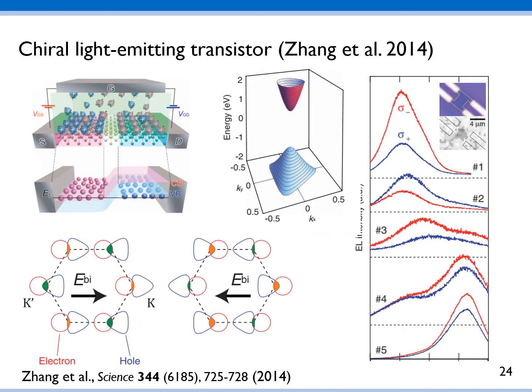Another device example is this Chiral light-emitting transistor. This group used tungsten diselenide flakes and constructed a PIN junction by applying a bias and cooling it down. Then they applied a gate voltage and measured the electroluminescence of the sample, and they always got a degree of polarization. So for example here, they got much more sigma minus light out of this sample. And the first interesting thing to note is that this group did not use a monolayer tungsten diselenide, but bulk, because it's much easier to handle.